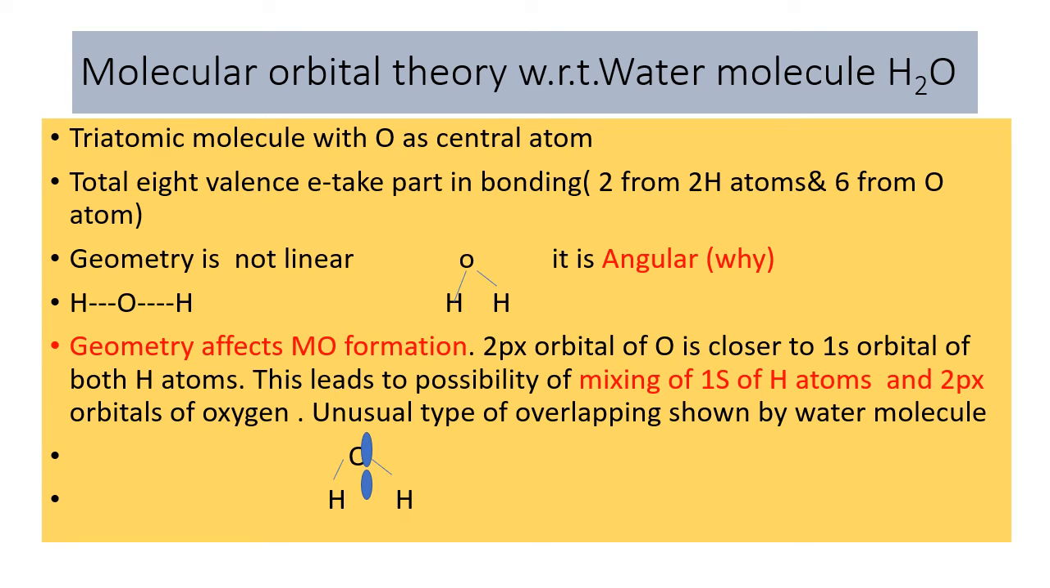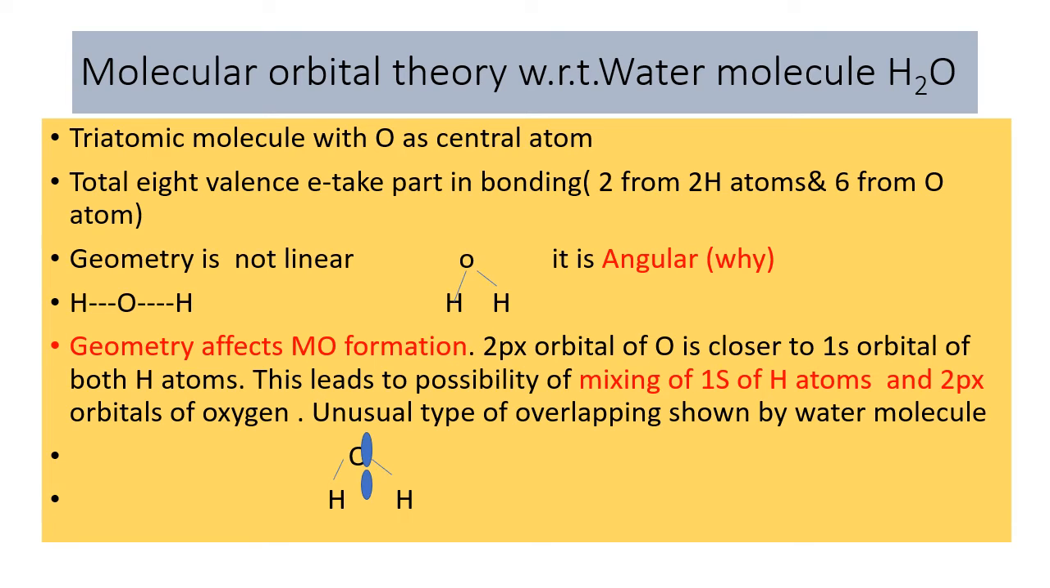It is proved that water does not have the linear geometry, but it is angular. The reason is the two lone pairs of electrons present on oxygen. Due to lone pair bond pair repulsion, the two peripheral hydrogen atoms shift from their original position, making the geometry angular. Now this geometry is going to affect the molecular orbital formation because the spatial arrangement of orbitals changes.